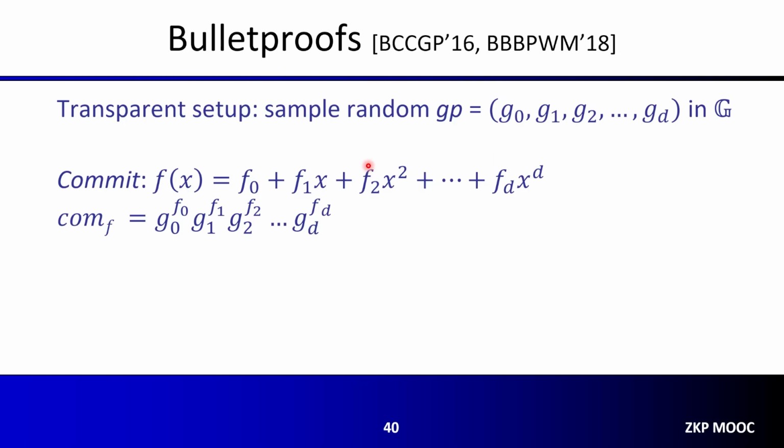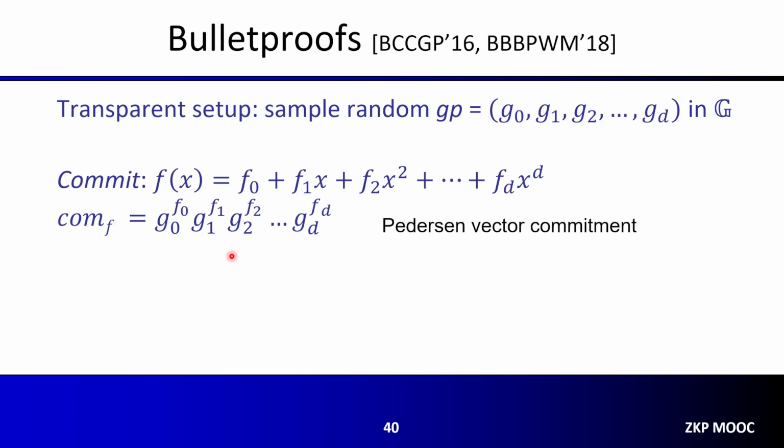With these global parameters, the commitment of the scheme is also very simple. So again, given a polynomial f(x) equals f0 plus f1x plus f2x squared, and so on all the way to fd times x to the d, the commitment is simply g0 to f0 times g1 to f1 times g2 to f2, and all the way to gd to fd. So basically, we are still raising each element of the global parameters to the corresponding coefficient of this polynomial, and then multiply them together to get a constant size commitment.